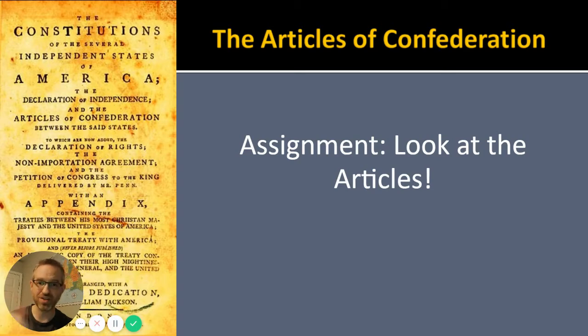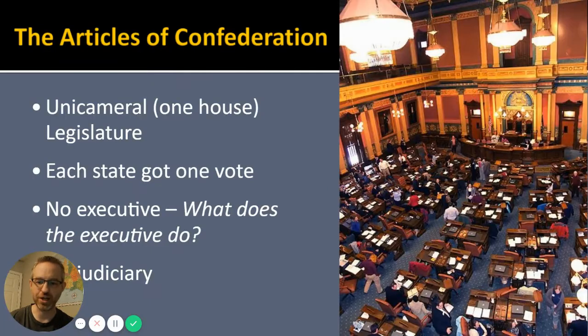Now, in class, it was at this point we looked at the articles. There are 13 of them. They're pretty straightforward. We're not going to do that in the notes right now. It's something I might suggest you do. I think it's in Google Classroom somewhere. So a couple things define the government under the Articles of Confederation.